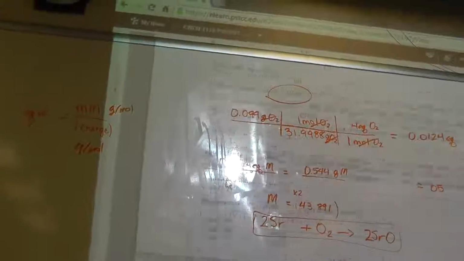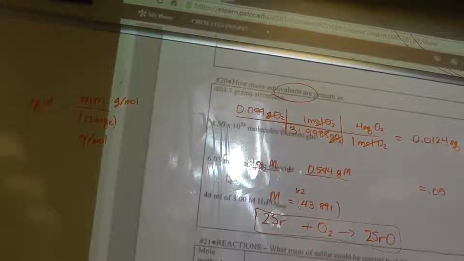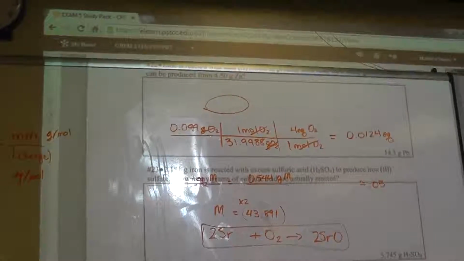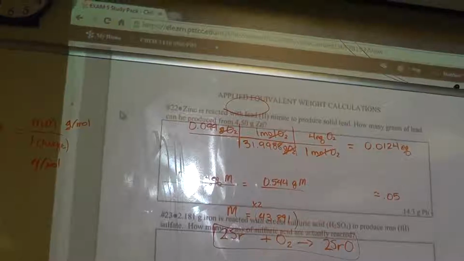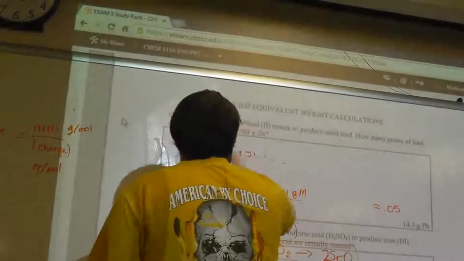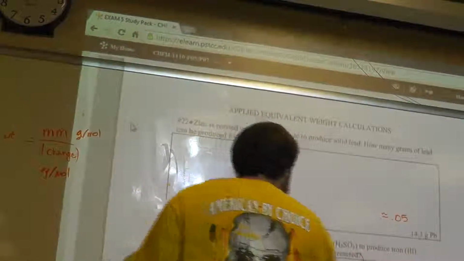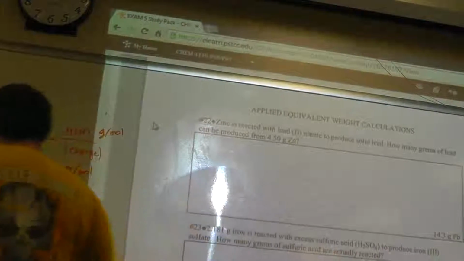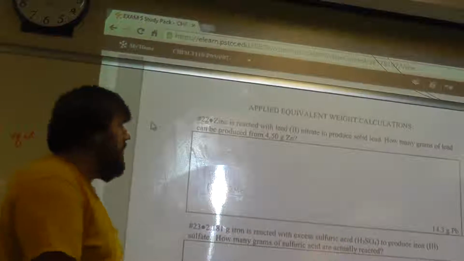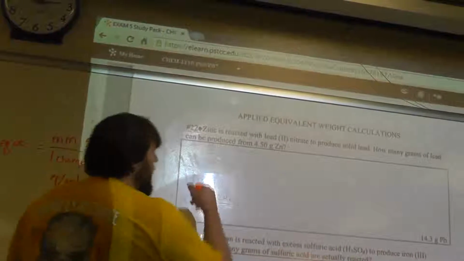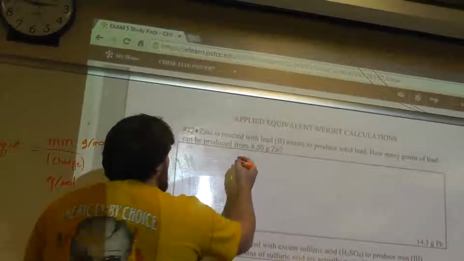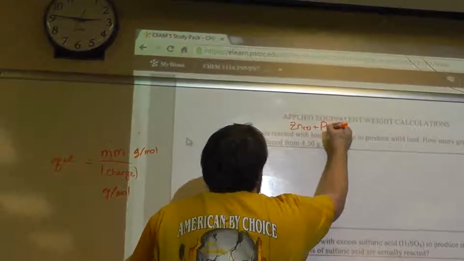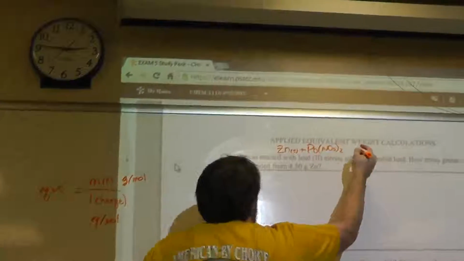Another thing that you're just going to be asked to do is give reactions, like these here. So we're told that zinc is reacting with lead-2 nitrate to produce solid lead. So let's just write out this reaction here. And this should hopefully strike something that you know.